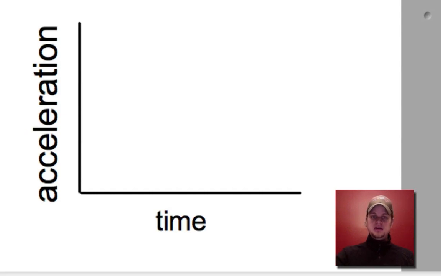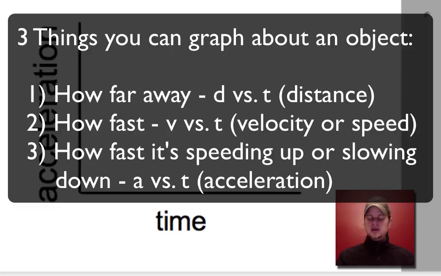We can then also graph the acceleration over time. In other words, well, this is going to wind up being simpler even though it seems more complicated. How much is the velocity changing? So we can graph the three things of something that's moving. We can graph how far away it is each second, we can graph how fast it's moving at each second, and we can graph the acceleration at each second.